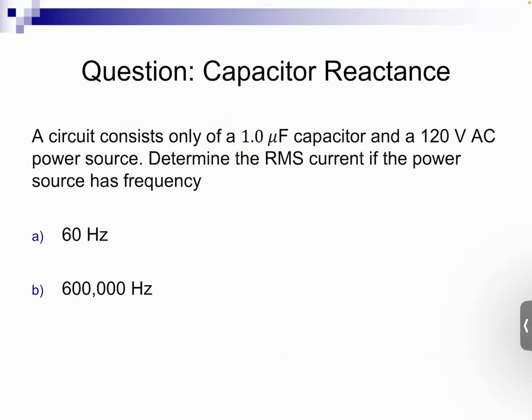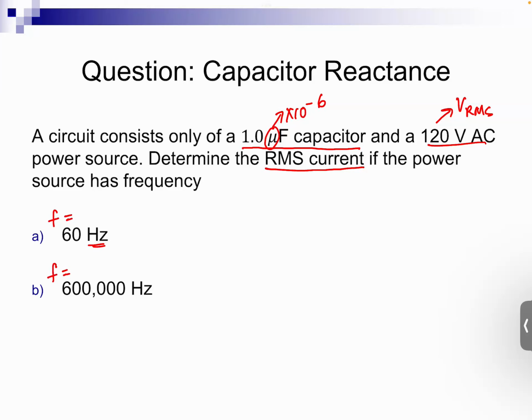Good. So let's look at this example. Your circuit consists of one capacitor. Capacitance is 1 microfarad, micro being 10 to the minus 6. It's connected to a 120 volts AC power source. We say only 120 volts AC power source, but it's understood that this is VRMS. As I mentioned, when we measure our voltage source with a multimeter, we're always measuring RMS values. And we want to determine the RMS currents if the power source has a frequency of 60 hertz and 600,000 hertz. So frequency in hertz, that is F.